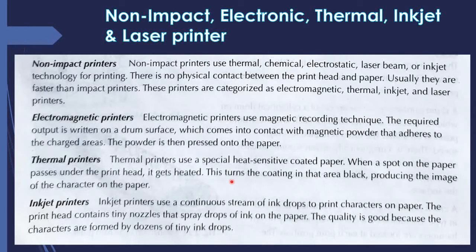Okay. After that, the inkjet printer. Inkjet printers are very popular. Inkjet printers use a continuous stream of ink drops to print characters on paper. The print head contains tiny nozzles that spray drops of ink on the paper. The quality is good because the characters are formed by dozens of tiny ink drops. So the ink drops will be sprayed on the paper, and the printing quality is very good because dozens of tiny ink drops are sprayed on the paper.